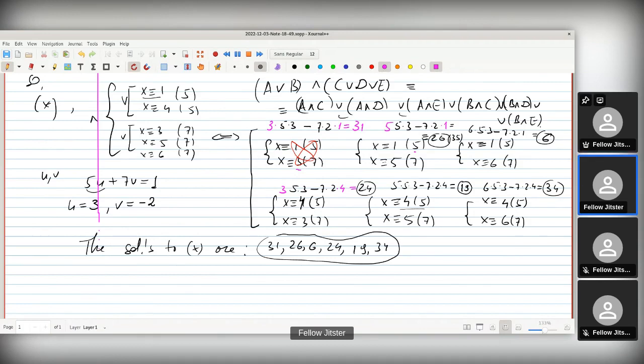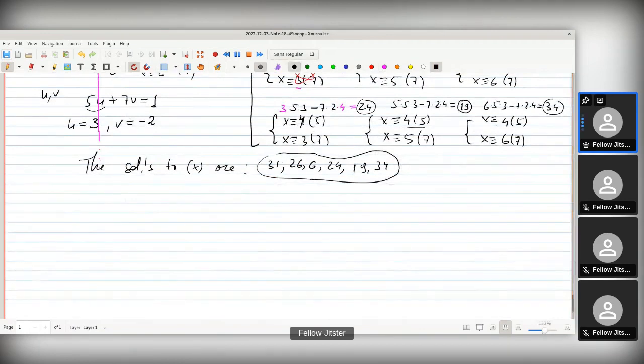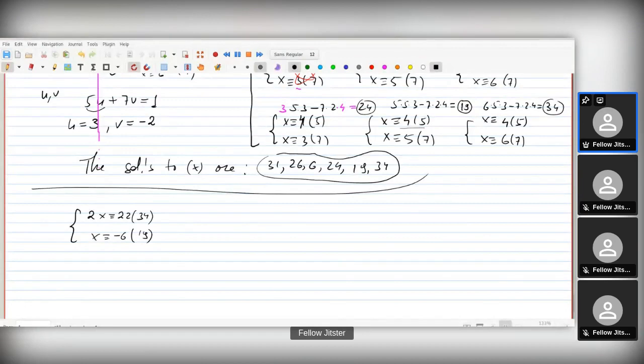Not really. I have a control question for you, after all, we are going to have an exam. How could you solve something like this? Twice x is congruent to 22 modulo 34, and x is congruent to minus 6 modulo 19. What should you do? Unite them.